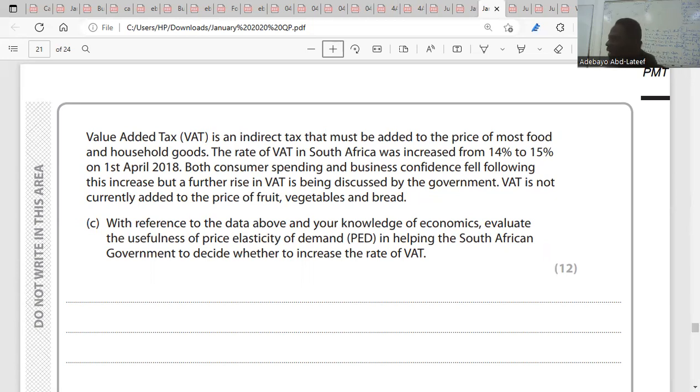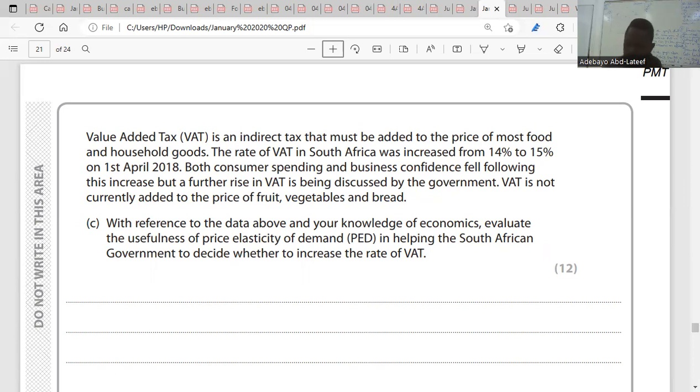The first thing we have to define is what? The price elasticity of demand. Price elasticity of demand is the degree of responsiveness of the quantity demanded of a product as a result of a change in price. Now, VAT has increased in South Africa by 1%, and as a result, prices of goods and services have increased, except for fruit, bread, and vegetables.